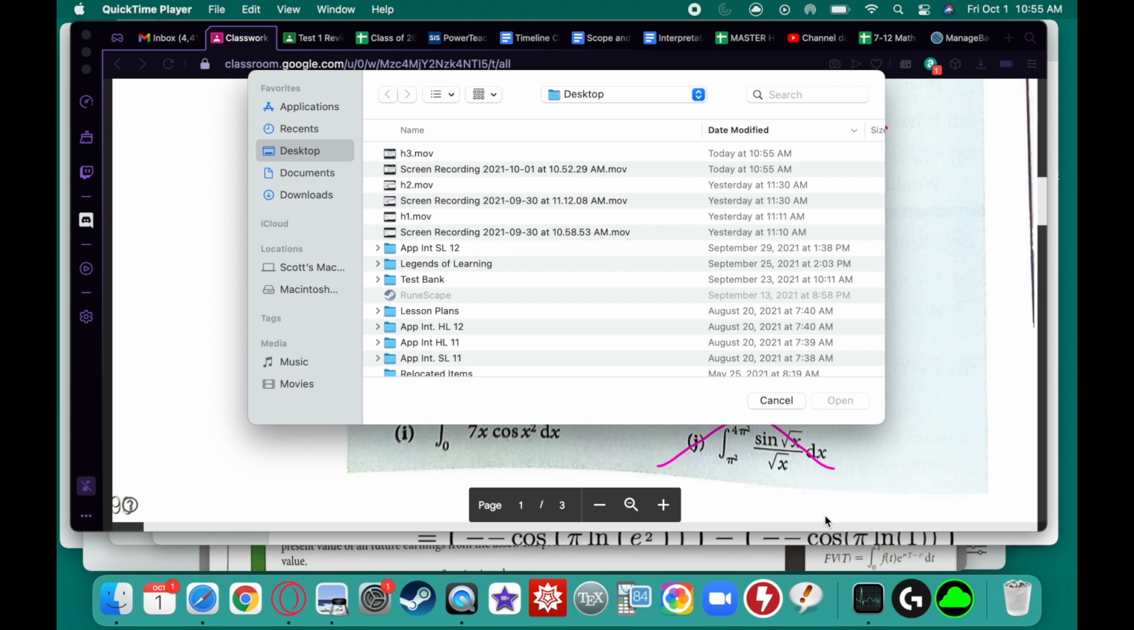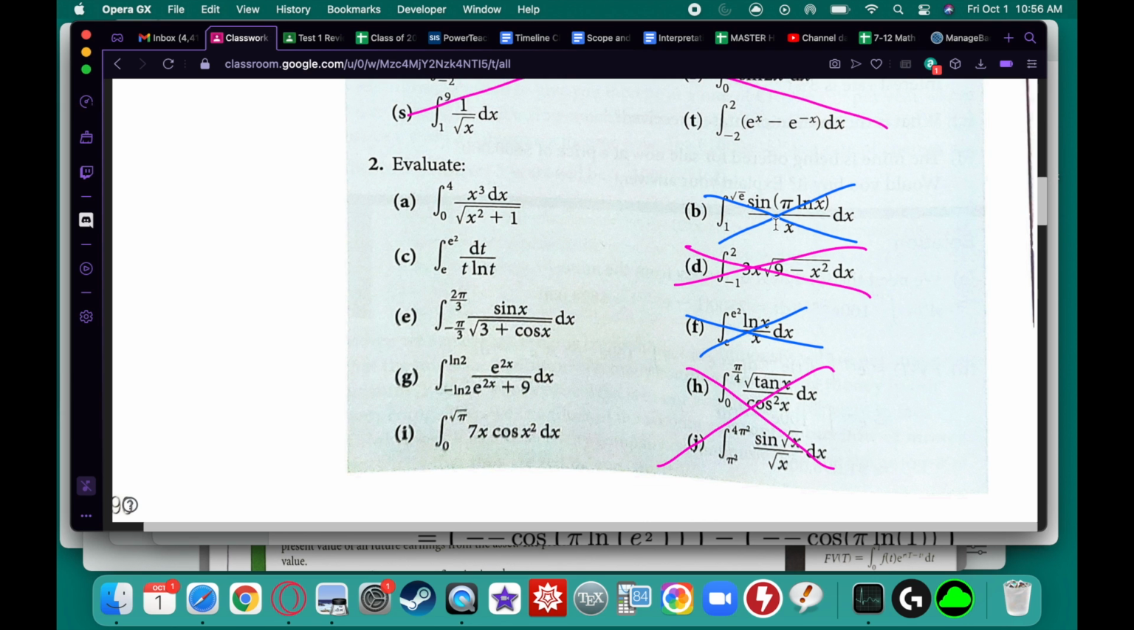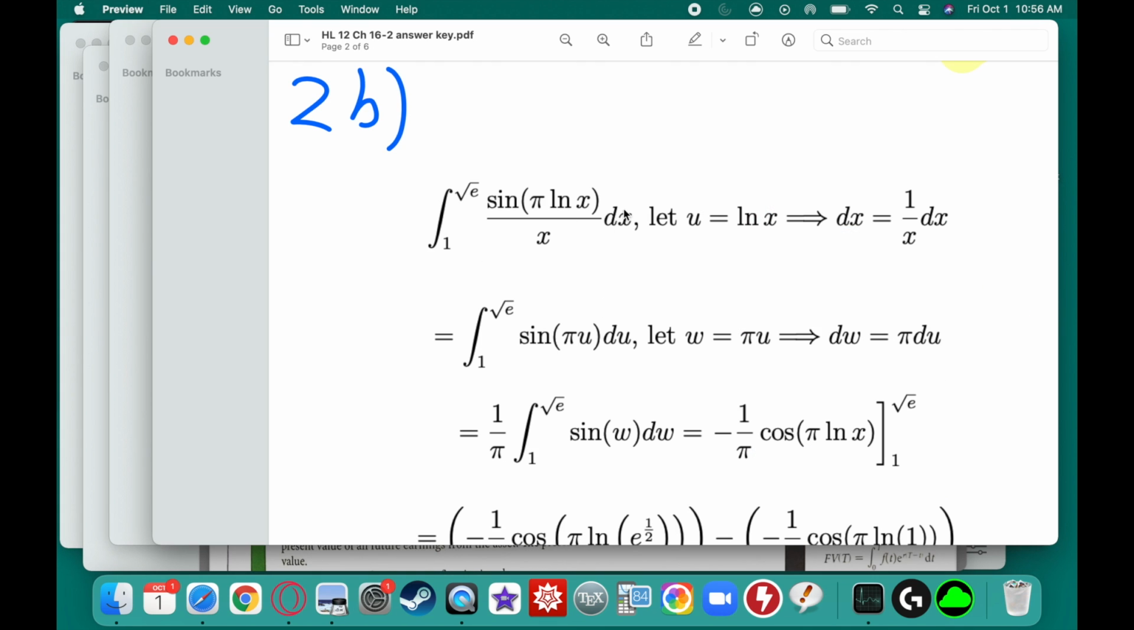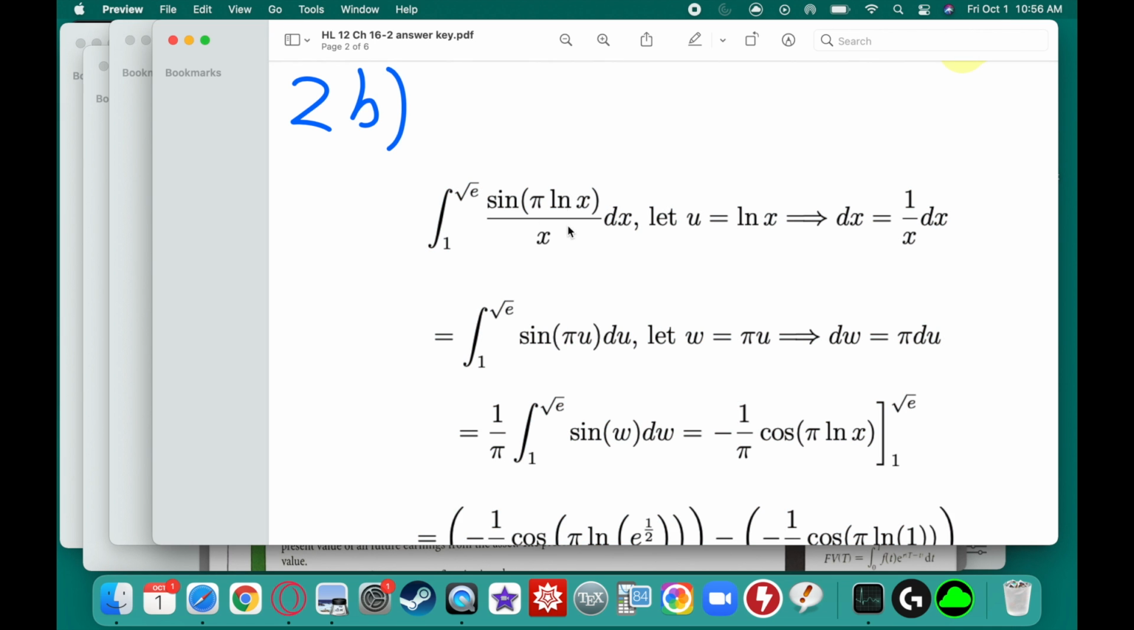All right, so let's do a couple that are maybe a little on the harder side. Okay, 2b looks like this one. It's going to be the sine of pi times the natural log of x all over x, and this is the integral from 1 to the square root of e with respect to x. What does that look like? Okay, so this is my original integral right here, and clearly I want to do some kind of u substitution.